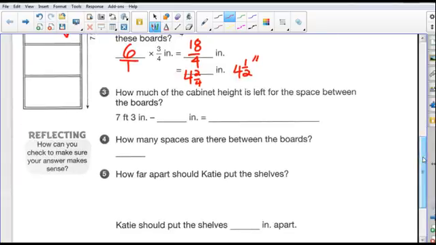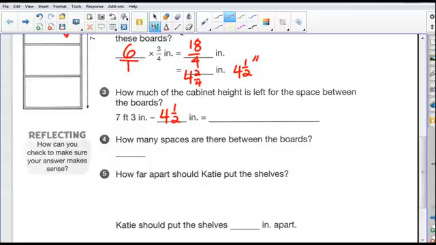Well, the total height is 7 feet 3 inches. We want to subtract 4.5 inches. So how do we do that? Well, 7 feet 3 inches, we want to convert that into total inches. We know that there's 12 inches to a foot, so 7 times 12 is 84. 84 inches in 7 feet.